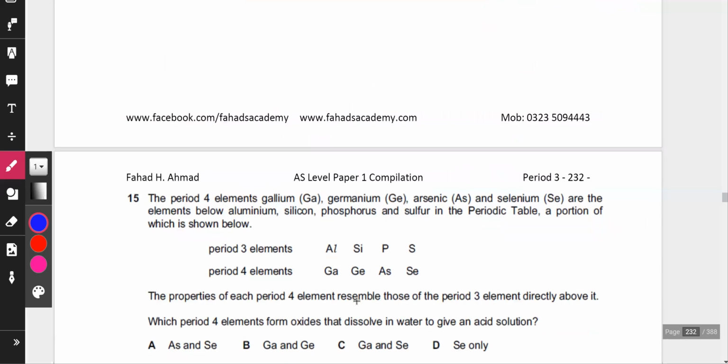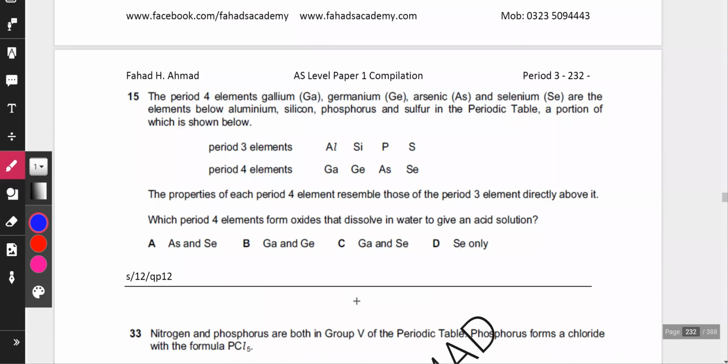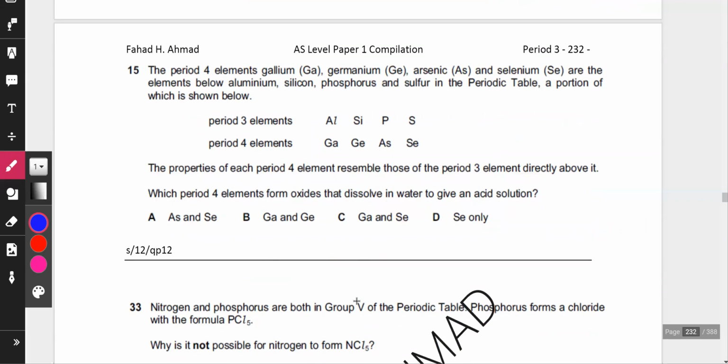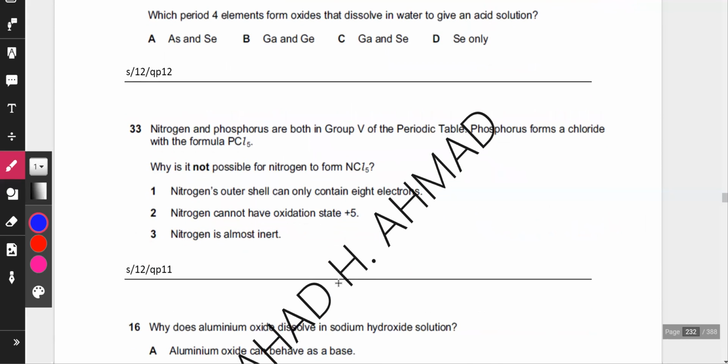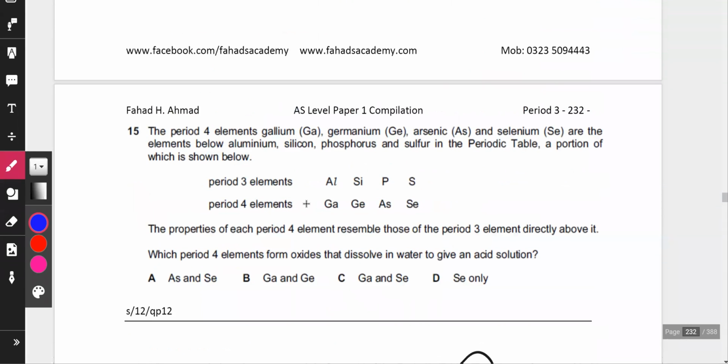Now, you're given the properties. Let's talk about this one for a second. They're saying that the properties of each period 4 element resemble those of the period 3 elements. So basically, period 3 and period 4 elements have similar properties. Which period 4 element forms oxides that dissolve in water to give an acidic solution?